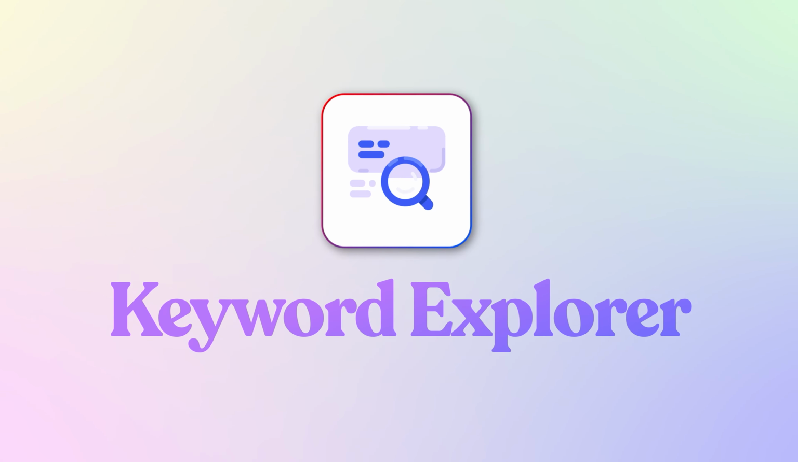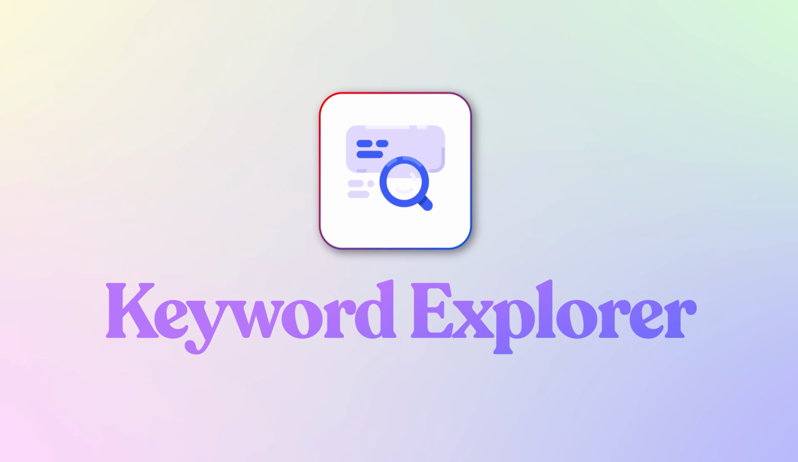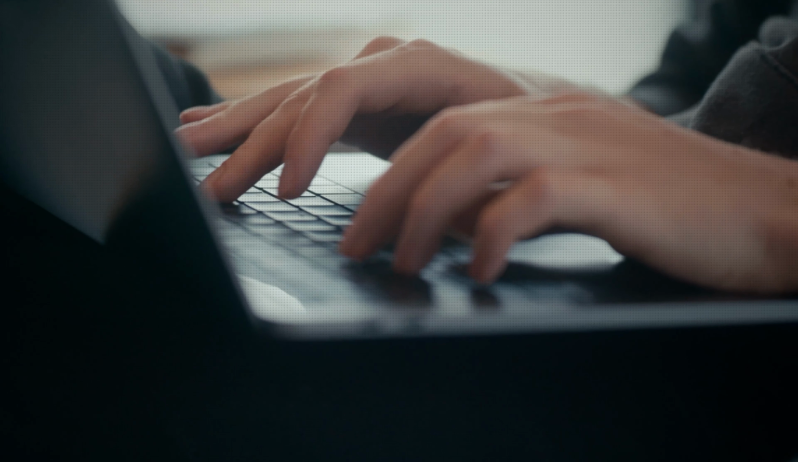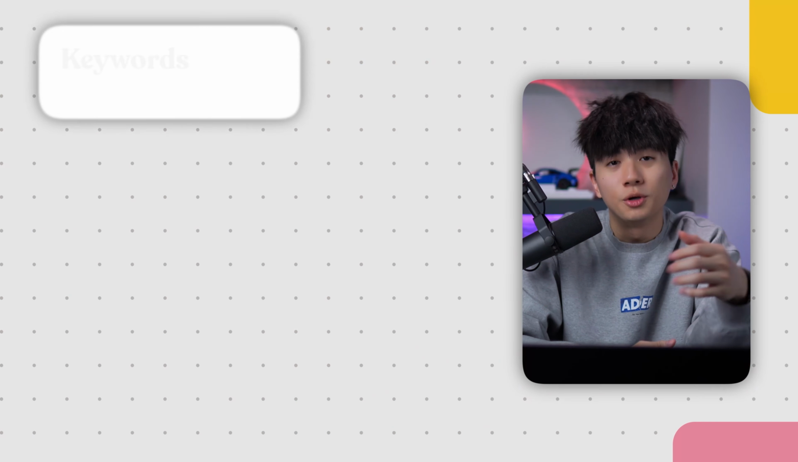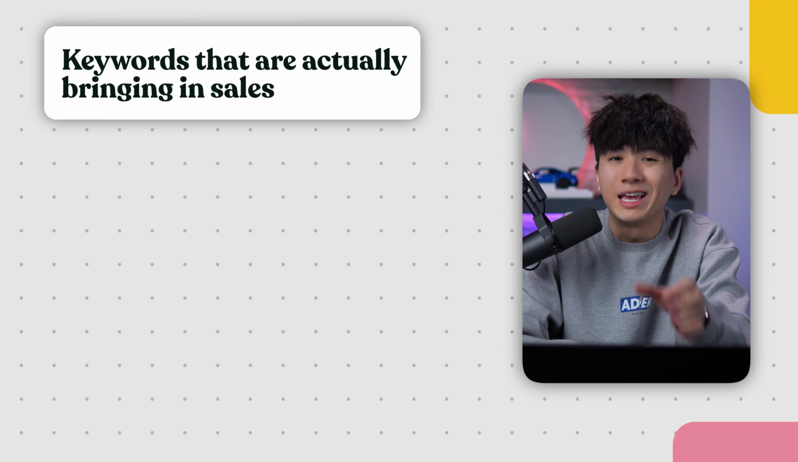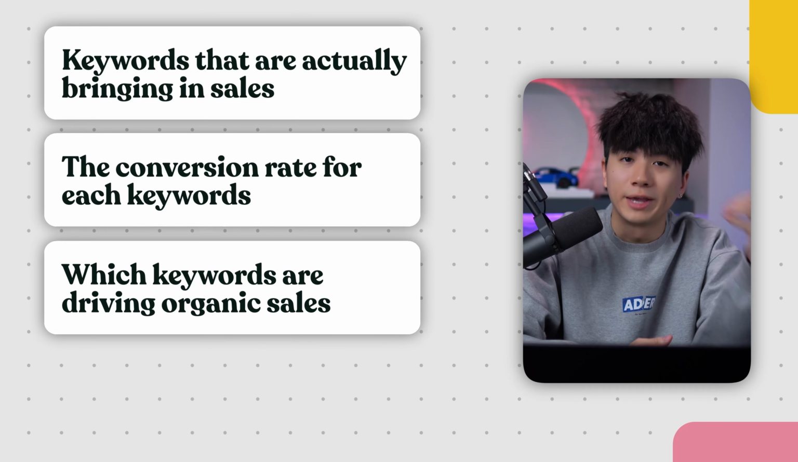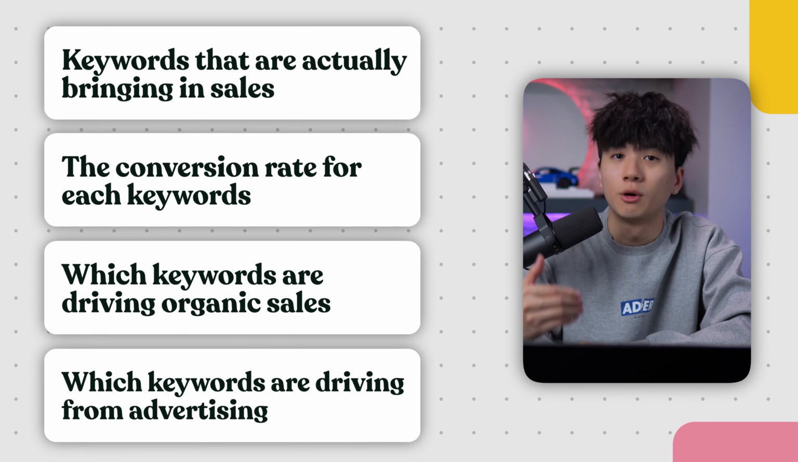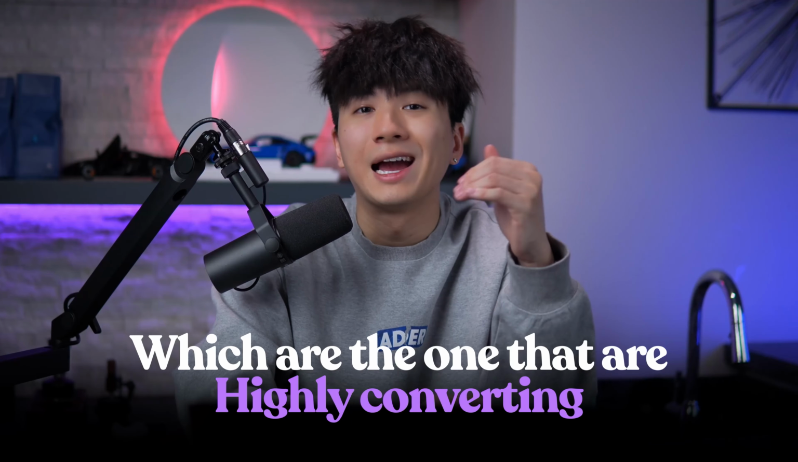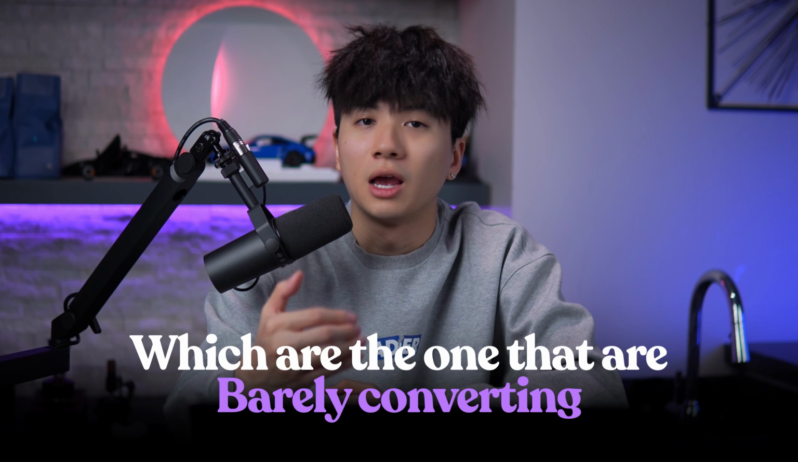And the feature that I'm about to show you is called the Keyword Explorer, and this is where it gets crazy. You simply type in your competitor's ASIN and it will show you the keywords that are actually bringing in sales, the conversion rate for each keyword, which keywords are driving organic sales and which keywords are driving sales from advertising. And also it even tells you which are the ones that are highly converting and which are the ones that are barely converting. So you will have a better idea on which keywords to target and which keywords to avoid.